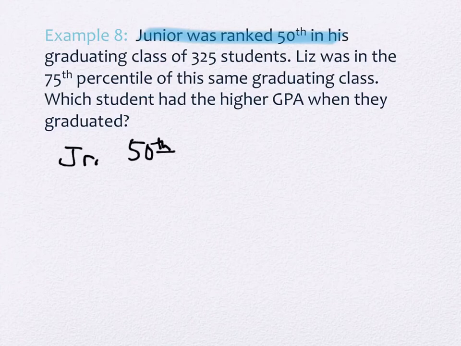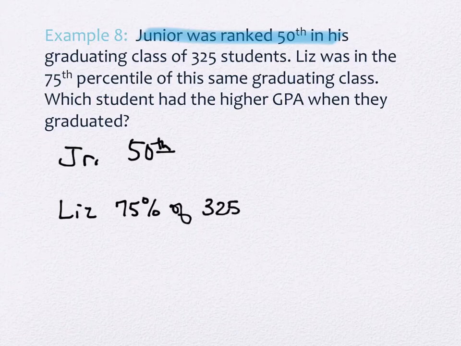So what does it mean for Liz to be ranked 75th percentile? Liz at the 75th percentile means 75% of the 325 students are below Liz. How can I find out how many students that is? How do I find what 75% of 325 is?